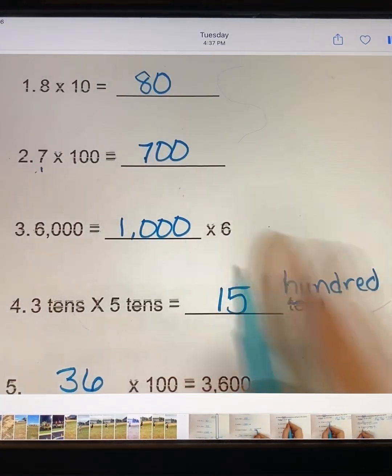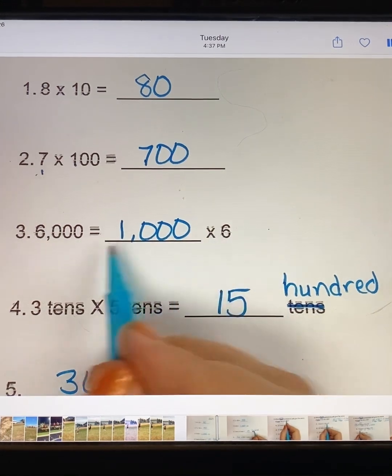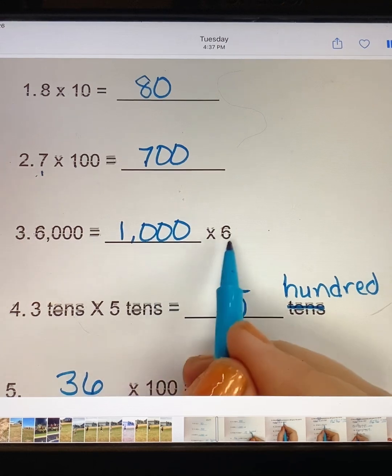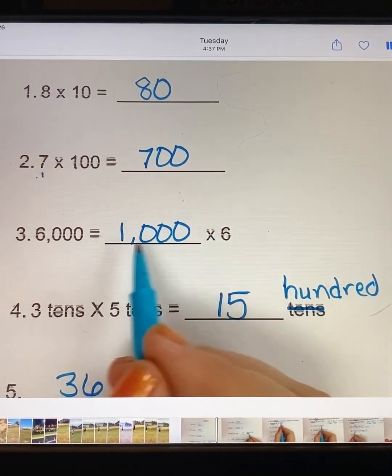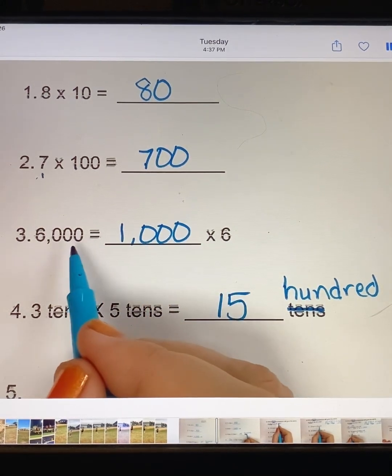All right, so this one, we have 6,000 equals blank times 6. So we were looking for a factor. What factor times 6 gives us 6,000? Well, that factor is 1,000 because 1,000 times 6 is 6,000.